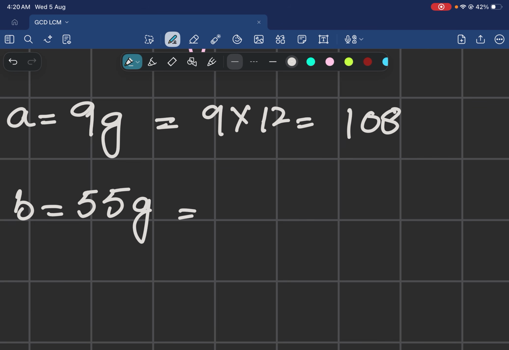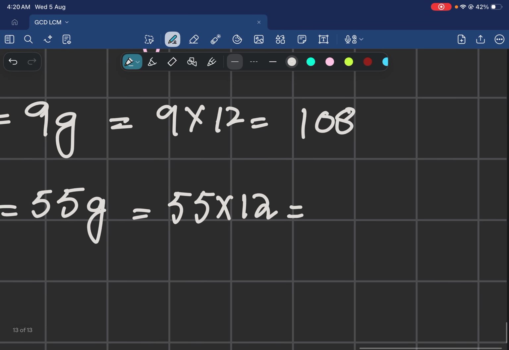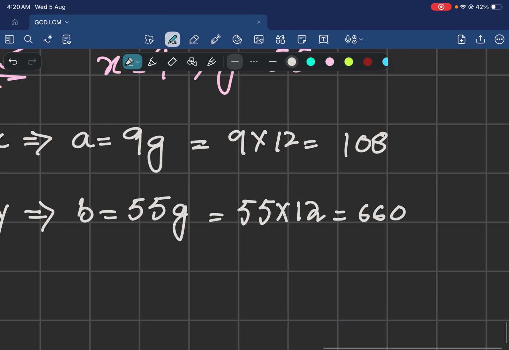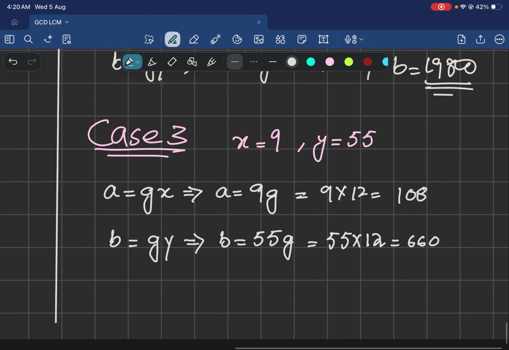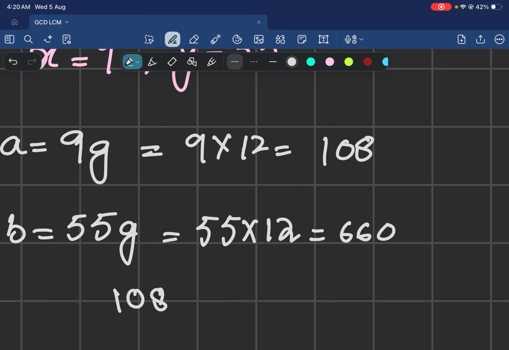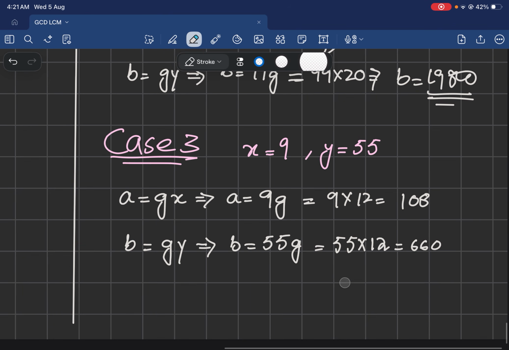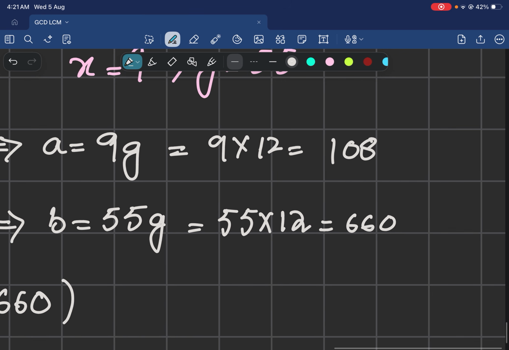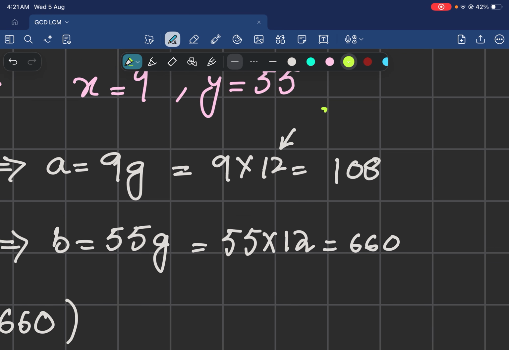You multiply this, placing the value of 12 here as well in place of b. So 55 into 12 is 660. So the very first pair that you have got is 108 and 660, right? 108 and 660, this is the very first pair. Then you will try g equal to 13. This was g equal to 12.